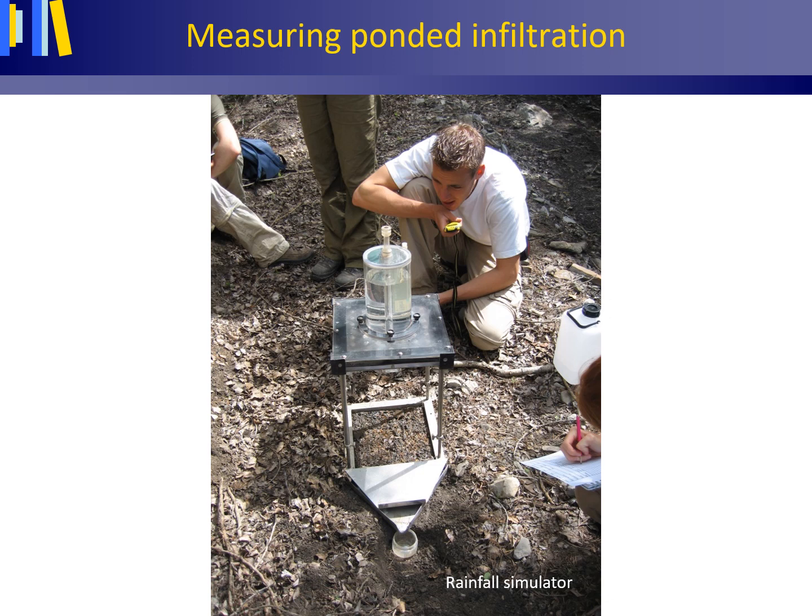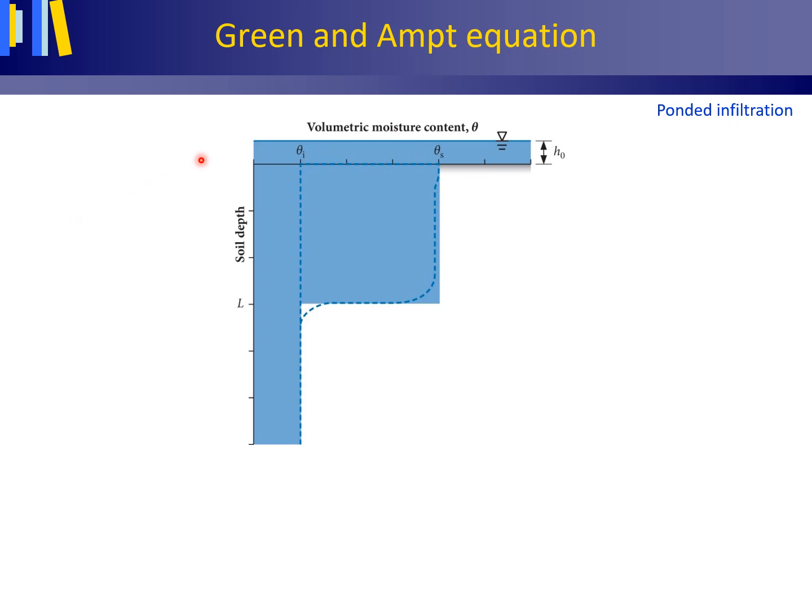This figure is a momentary view of the change in volumetric moisture content with soil depth during ponded infiltration. The Australian scientists Green and Ampt developed a physical approximation model of ponded infiltration. Their key simplification is the assumption of a sharp wetting front. The initial volumetric moisture content in the soil, theta i, is taken as constant, and ponded infiltration evolves from a water layer with constant head, H0.